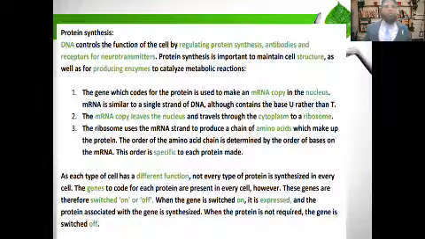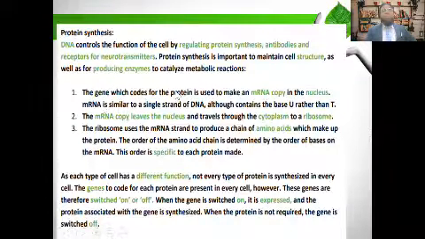Firstly, you should know what transcription is. Transcription means the formation of RNA from DNA, and from the RNA, then protein is synthesized. Specifically, three types of RNA play a very important role. That is messenger RNA, rRNA, and tRNA. So DNA controls the function of the cell by regulating the protein synthesis, antibodies, and the receptors for neurotransmitters. Protein synthesis is important to maintain cell structures as well as producing the enzymes that catalyze metabolic reactions.